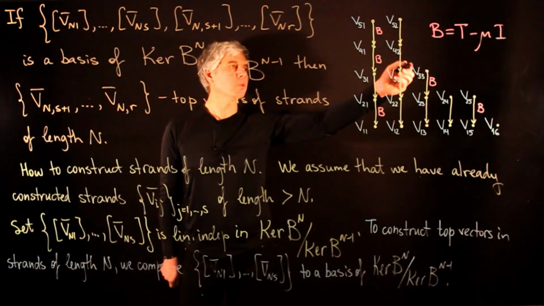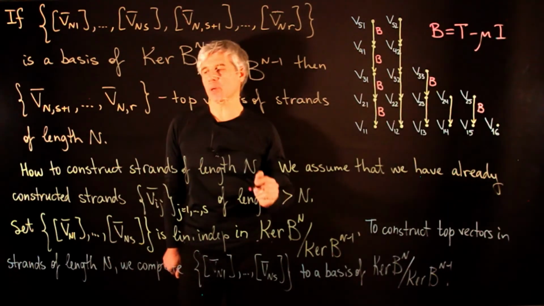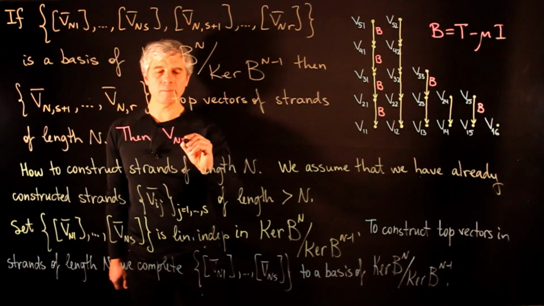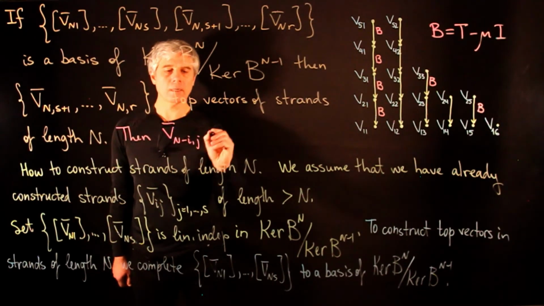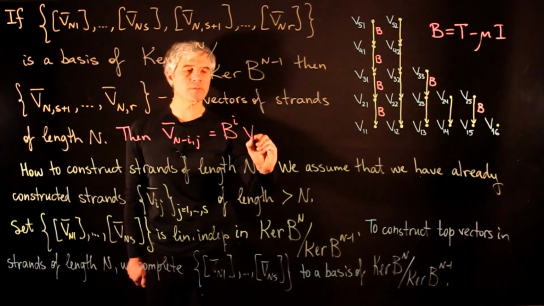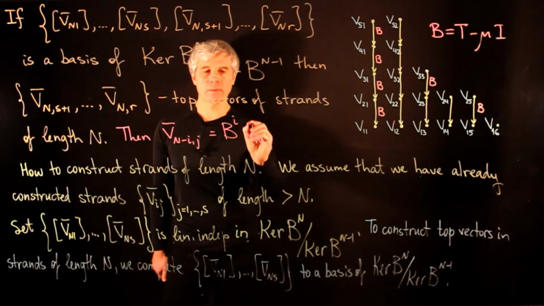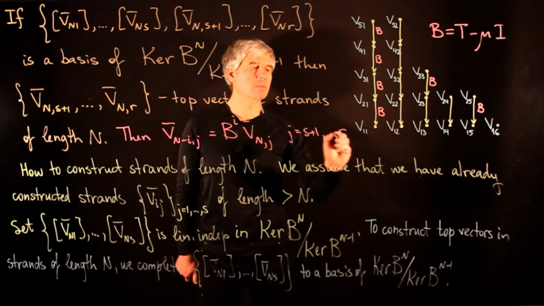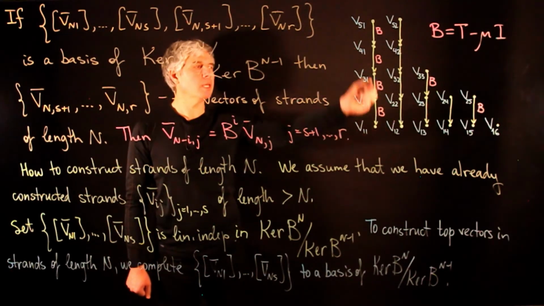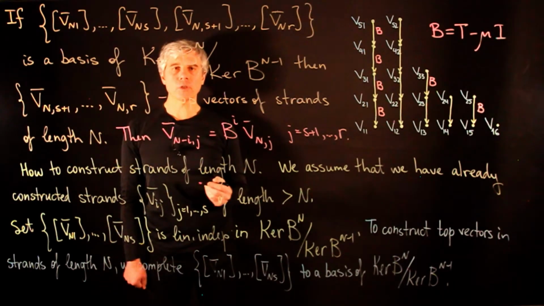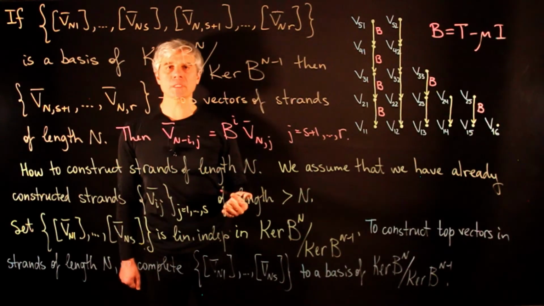And then we go down in these strands by applying operator b. So then vectors v n minus I j are equal to b to the power I applied to vector v n j, where j goes from s plus 1 to r. And in this way, we obtain all the vectors in the strands of length n. The proof of the Jordan Normal Form Theorem that we're going to present next will follow this strategy.